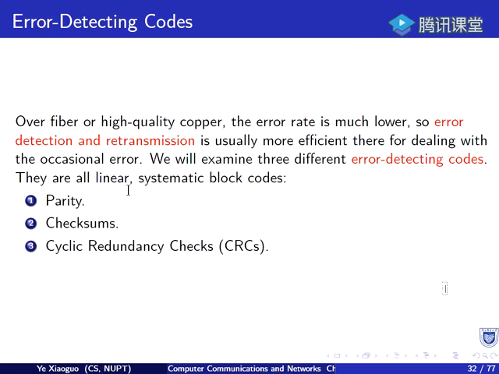We will examine 3 different error detecting codes. They are all linear systematic block codes: parity, checksum, and cyclic redundancy check, CRC coding.